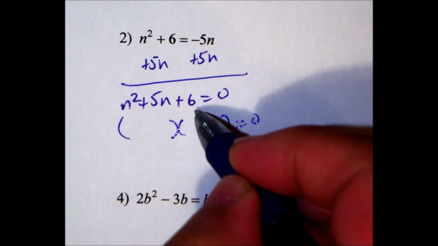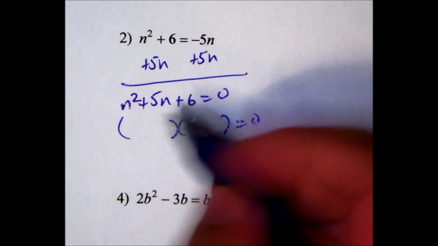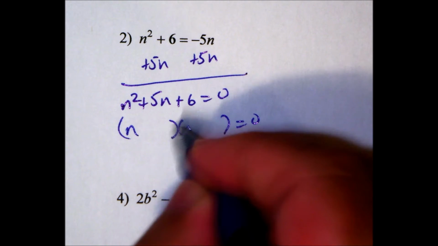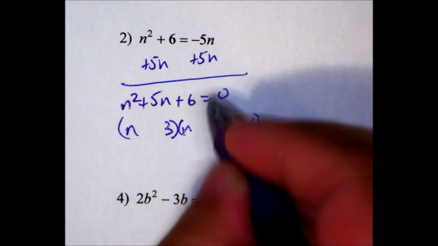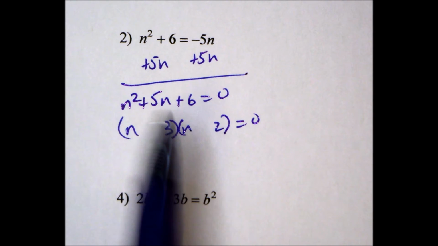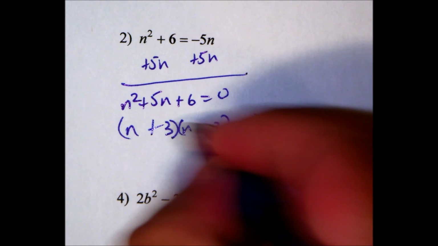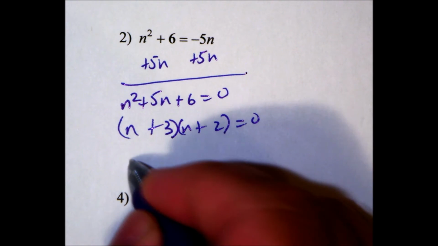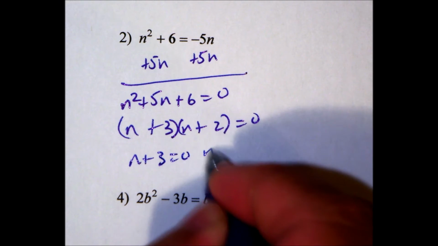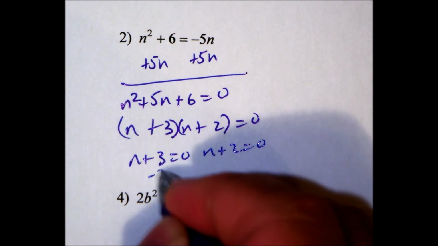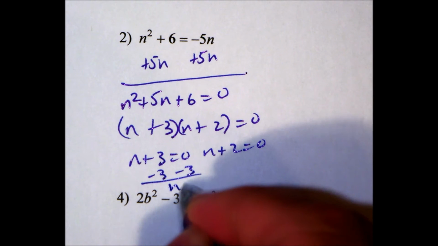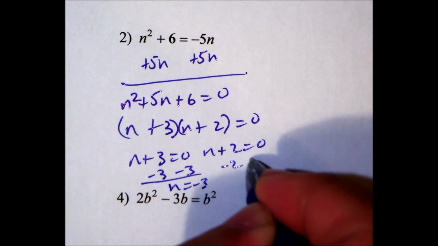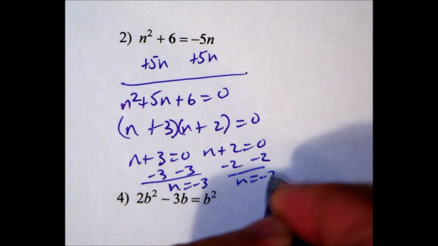So what are the factors of 6 that add to make 5? That's going to be 3 and 2. Right, 3 times 2 is 6, 3 plus 2 is 5. And when you have plus plus, this is the easy one, because then everything's plus plus, and you can accidentally get it right by doing plus plus. You probably don't know what that means, it's okay. So I get n equals negative 3, and n equals negative 2. There we go.